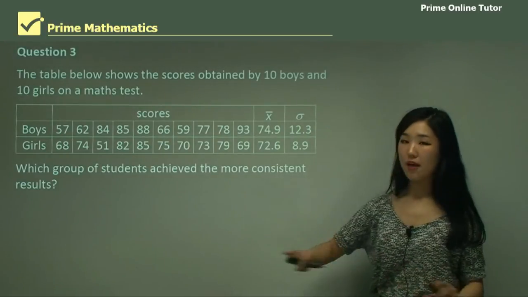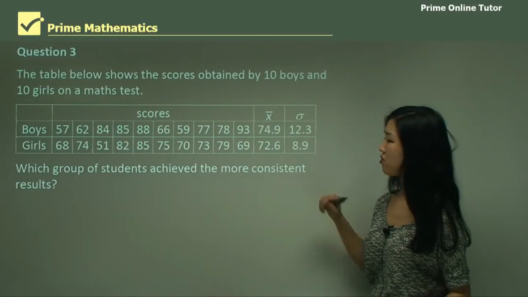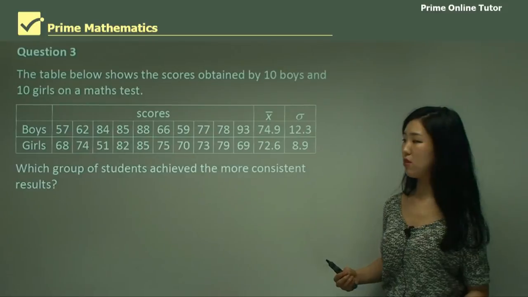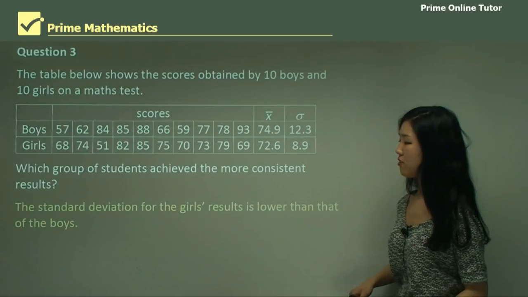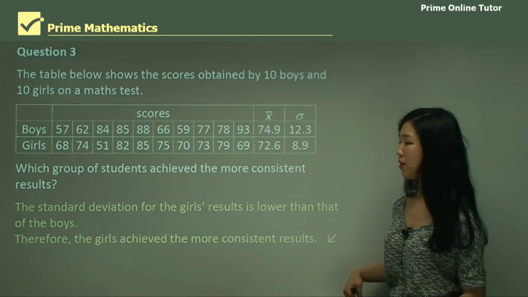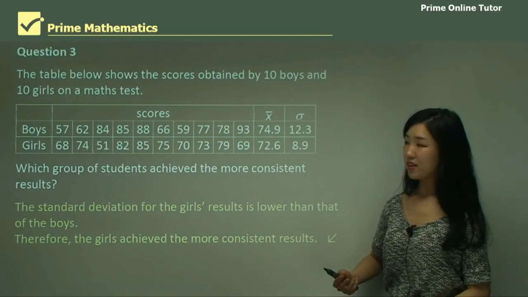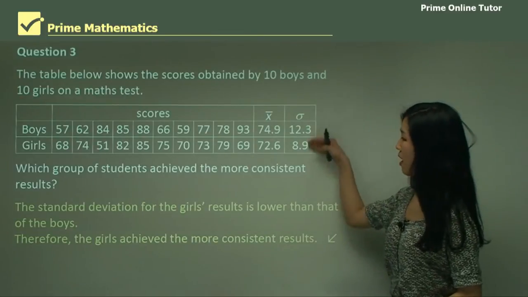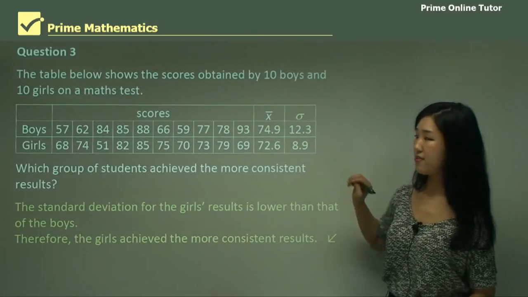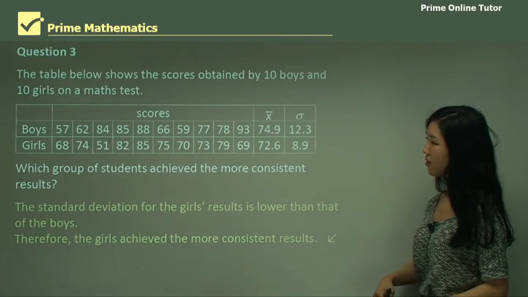So the more spread out the scores are, the less consistent, but we want to know which one has more consistent results. So the standard deviation for the girls' results is lower, okay, the lower the better. So the girls achieve the more consistent results. Okay, and that's it. So you should keep a better eye on the standard deviation. Okay, the less the better. That's question 3.